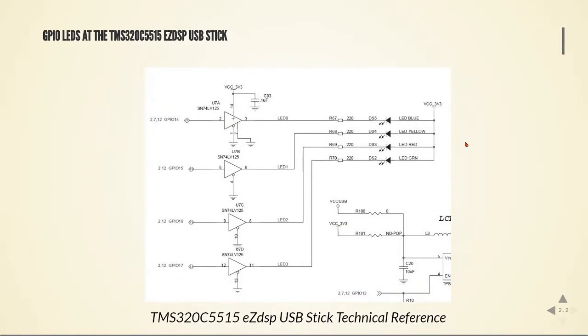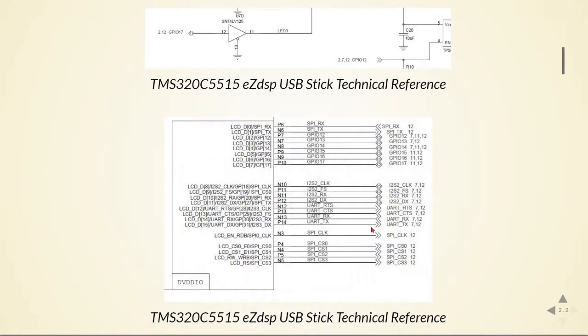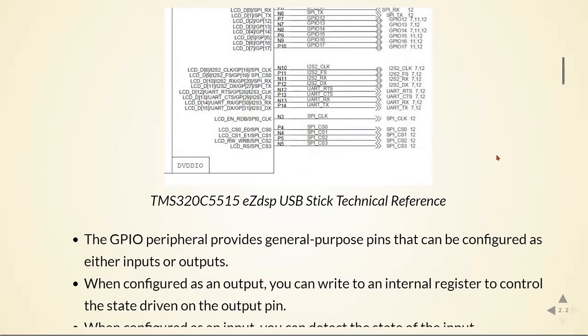So here is the schematic of the LEDs connected to the GPIO of the C5515EZ DSP. So we have GPIO from 14 to 17, and then we have our LEDs. And here also we can see the GPIO 14 to 17. This is our microprocessor.